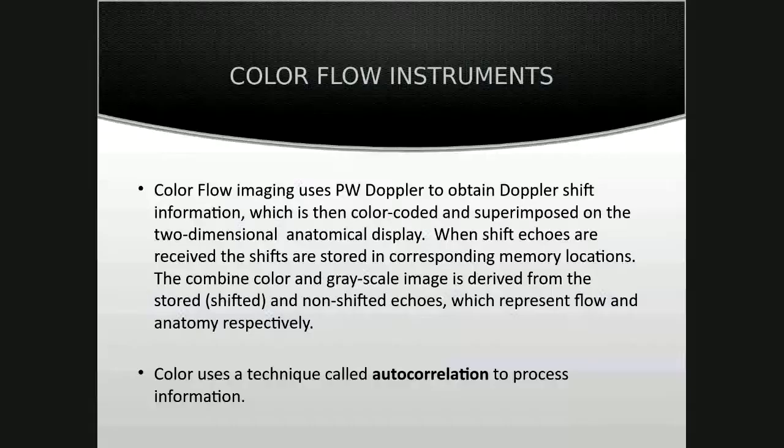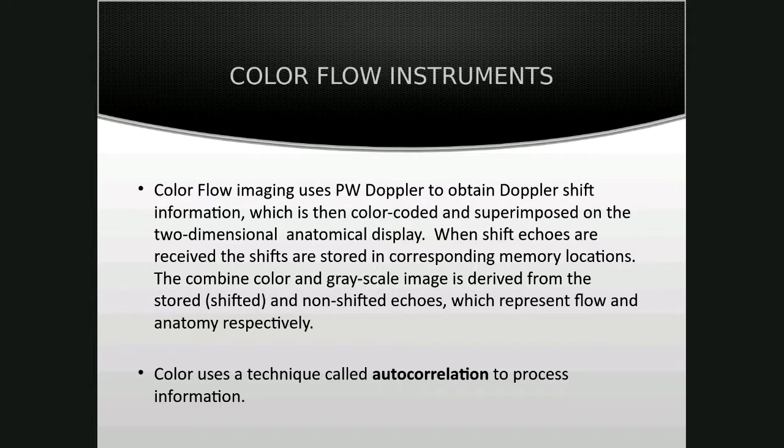Okay, this is the last lecture of week 3, color flow imaging. Color flow imaging uses pulse wave Doppler to obtain Doppler shift information, which is then color coded and superimposed on the anatomical display. So shifted echoes come back and they're received and stored in a certain memory location. And non-shifted echoes come back from grayscale, and they're also stored. So the shifted and non-shifted echoes represent flow and anatomy.